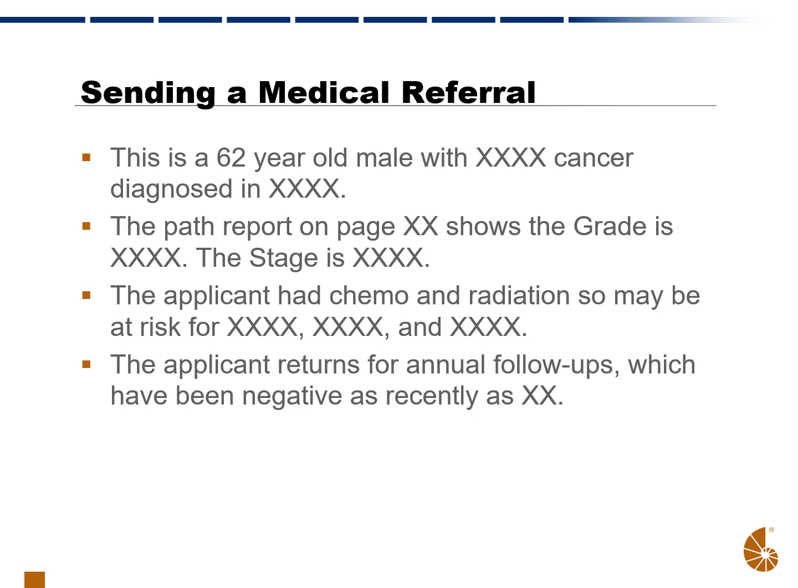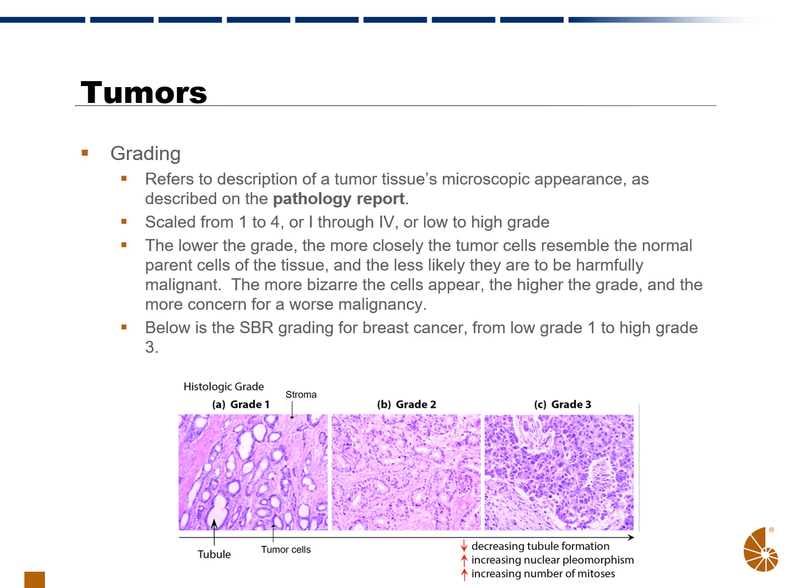When we look at tumors in terms of grading, that refers to a description of the tumor tissue's microscopic appearance as described on the pathology report. It could be graded or scaled from 1 to 4, or 1 to 4 using Roman numerals, or low to high grade, or in the case of prostate cancer, we use Gleason score. So a 3 plus 3 equals 6, that kind of thing.